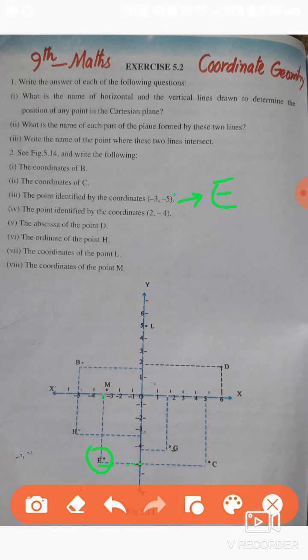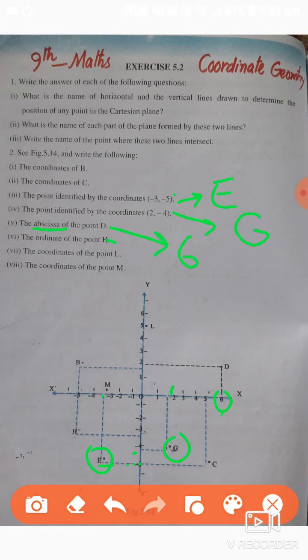Similarly, the point identified by the coordinates 2, 4, x is 2 and y is 4. X is 2 over here and y is 4 over here. These two correspond to the point G. So this pair corresponds to point G in the figure. Similarly, abscissa means x coordinate. Let me have a look at point D. Point D corresponds to number 6 on the x-axis, so its abscissa is 6.